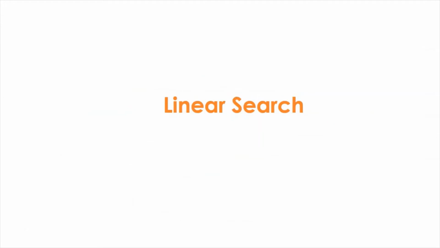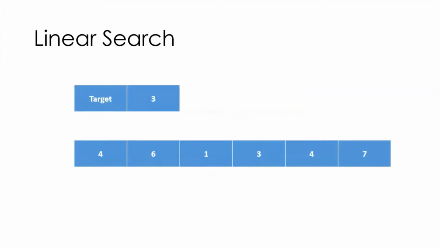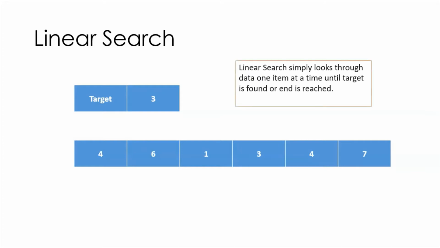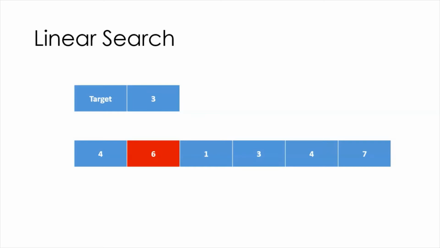Let's look at the linear search. My target is 3, and my list there is 4, 6, 1, 3, 4, and 7. So I want to find 3 in that list. What a linear search will do is look through each one at a time till it finds its target. There it's found its target and the iteration can stop.